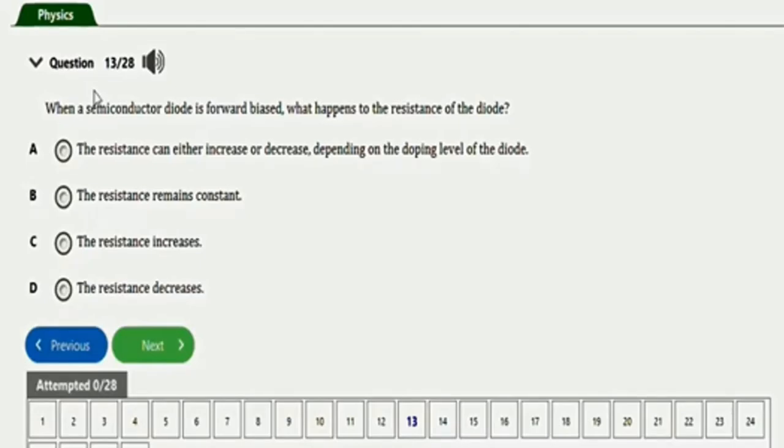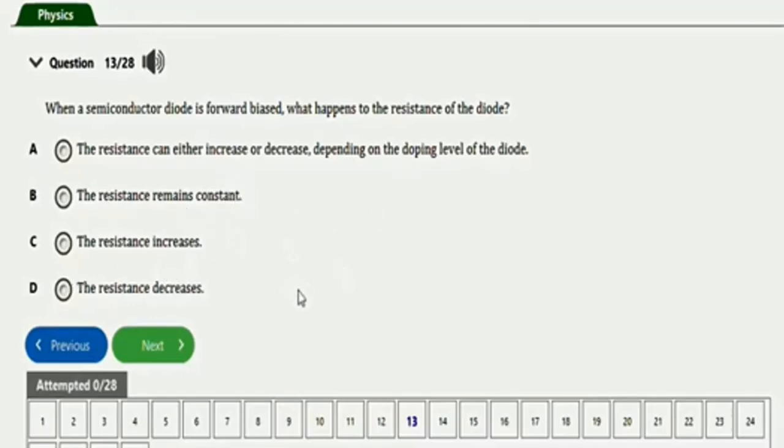So it's talking about forward bias. So basically guys, the resistance will decrease since it's talking about forward bias. Take note of this particular question as well guys, very important.